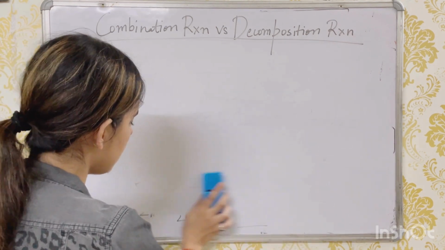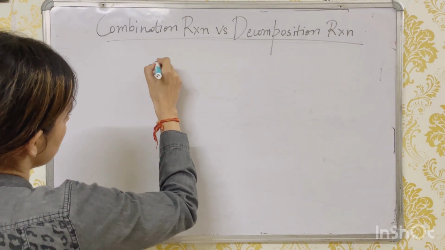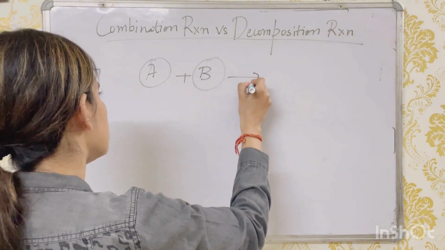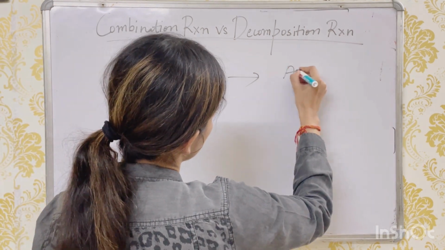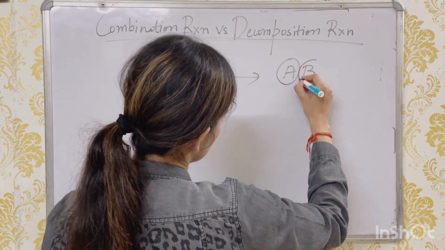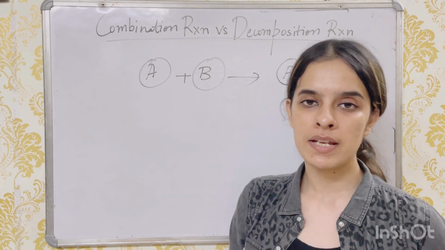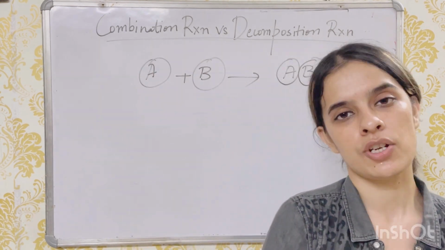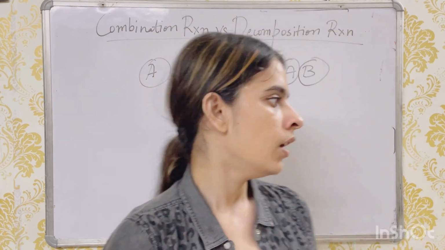So what is actually happening in a combination reaction? We take an atom or a compound, and it reacts with another atom, compound or element and combines with each other. That's why we call it a combination reaction. You can give many examples in combination reactions, but the examples should be valid also, right? Take care of this thing.